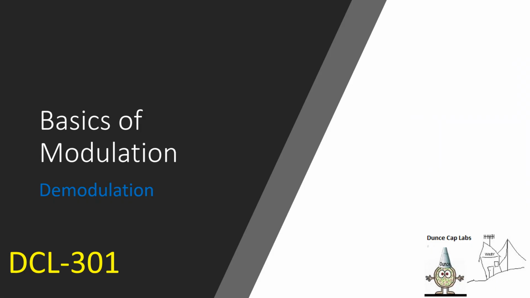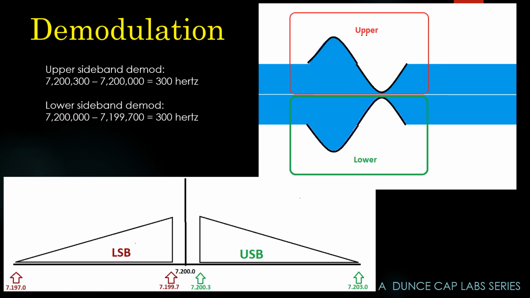So we've talked about modulation. What happens at the receiver? Well, at the receiver, we demodulate. In other words, we pull the modulation out of the carrier and send it to a speaker. There's a couple of ways of looking at this. You can look at it mathematically if you want. You could say, for upper sideband, take the upper sideband, subtract the carrier, and you have the audio that you started with. Or take the carrier, subtract the lower sideband, and you have the audio that you started with.